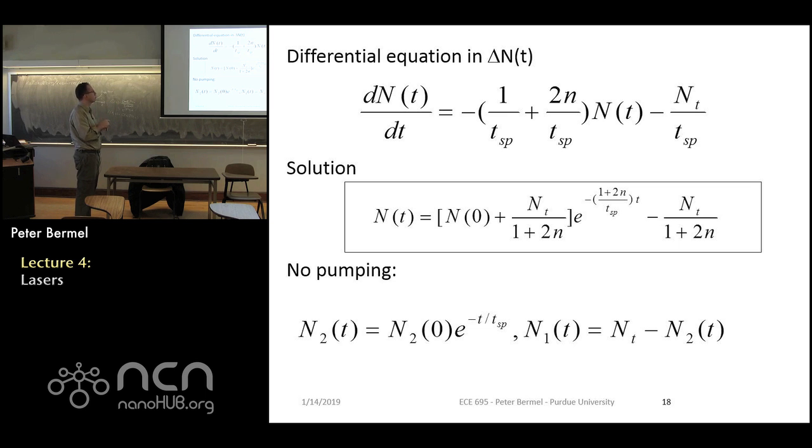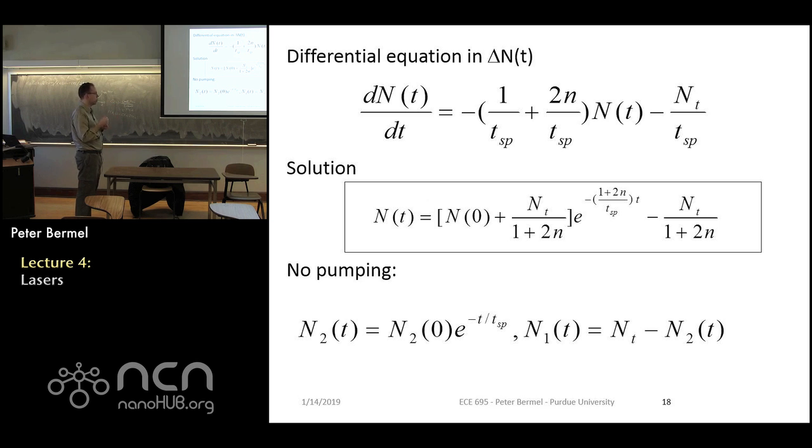And that gives us a very simple solution. If we just solve the differential equation, I won't go through the math, but you know how to solve first order differential equations. You basically get an exponential, a constant times e to the minus (1 plus 2n) over tau spontaneous times the time that's elapsed, minus a constant. Okay, and if we look at what that means in the absence of pumping, you'll have exponential decay of the excited state, right?